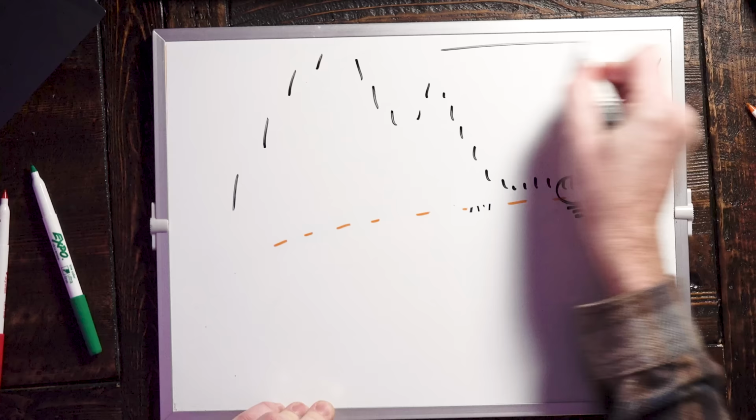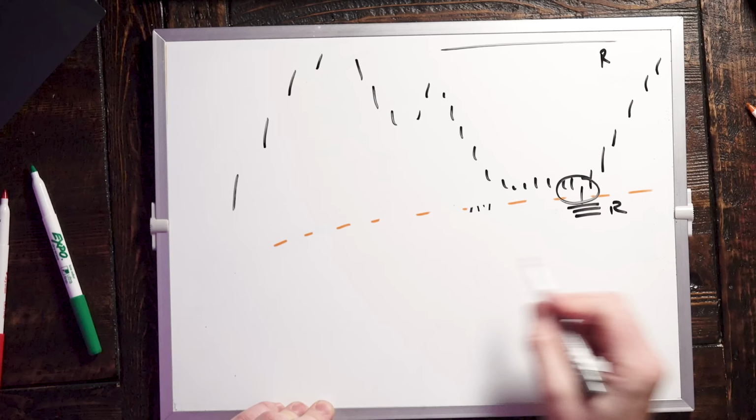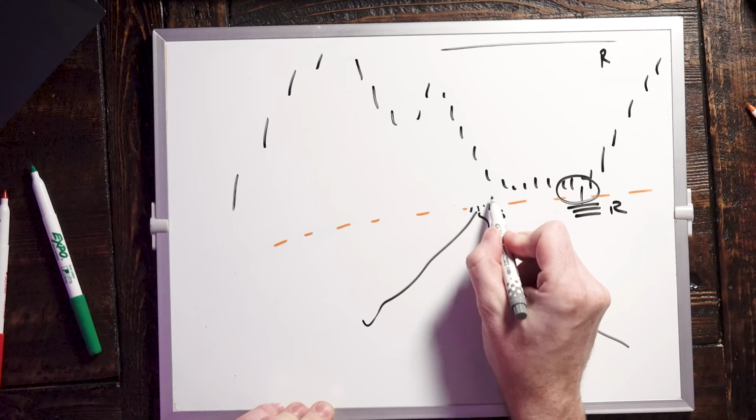This is your risk. That's your reward. So your profit to loss ratio is great. Same with a fade off of VWAP, shorting right here with a stop just above VWAP, and then your profit target's way down here.